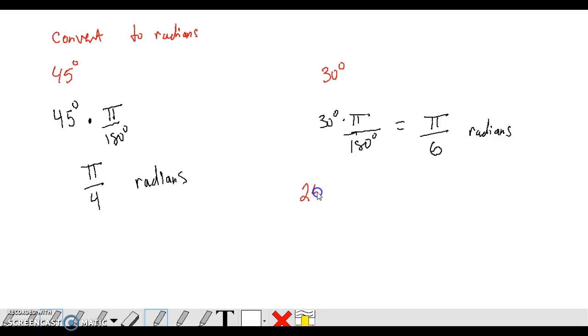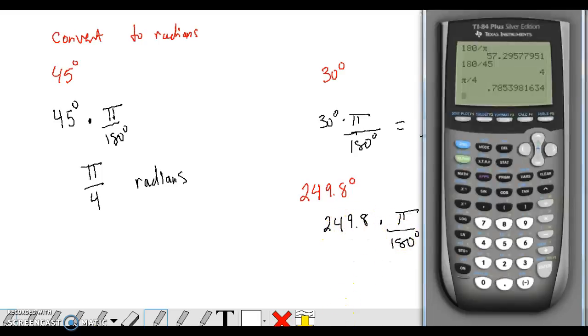One more. Let's do 249.8. Let's be crazy. So obviously this one I'm definitely going to have you use a calculator for, because we're not going to know exactly what 249.8 divided by 180 is. So let's do this. 249.8, multiply that by pi, and then divide that by 180. And I'm going to get 4.36.